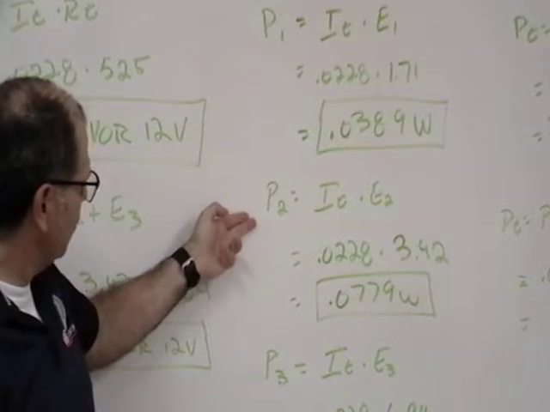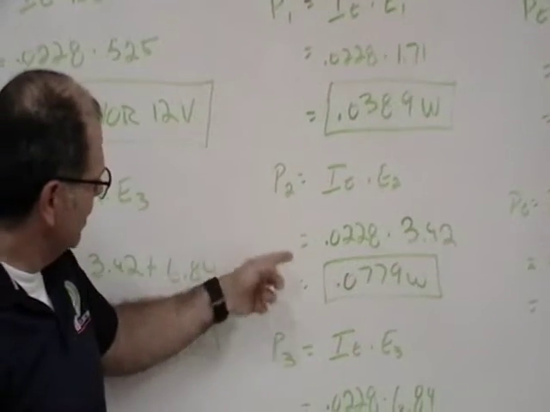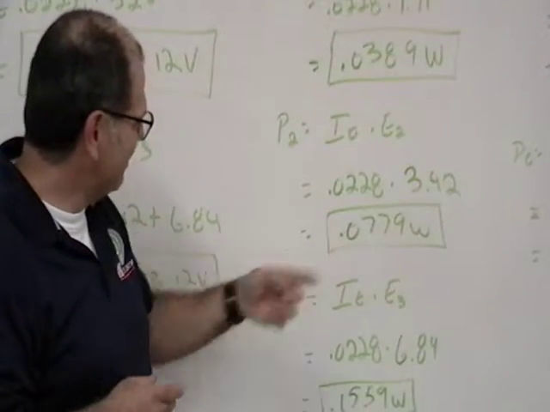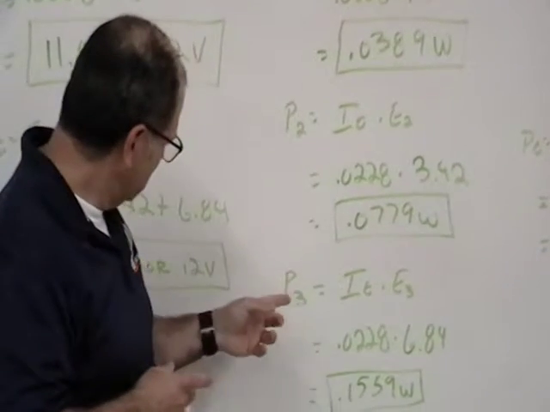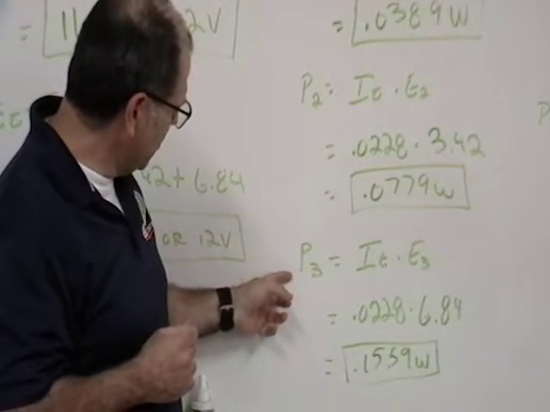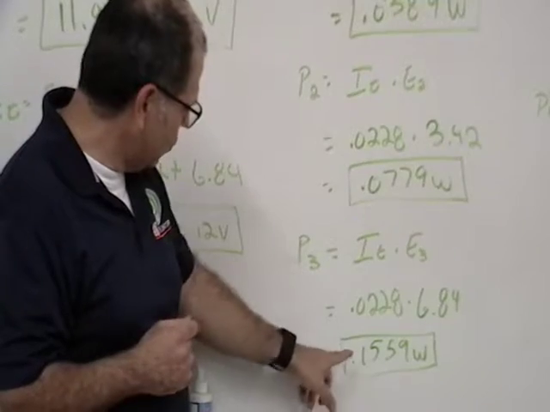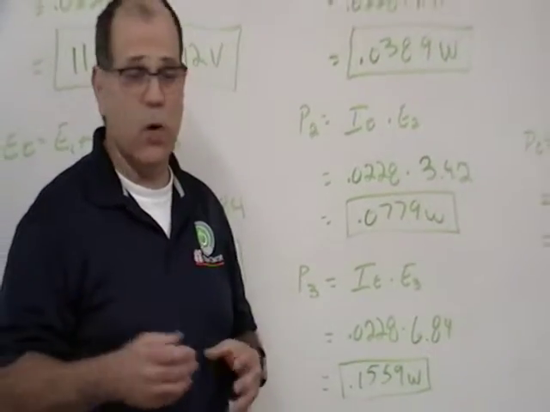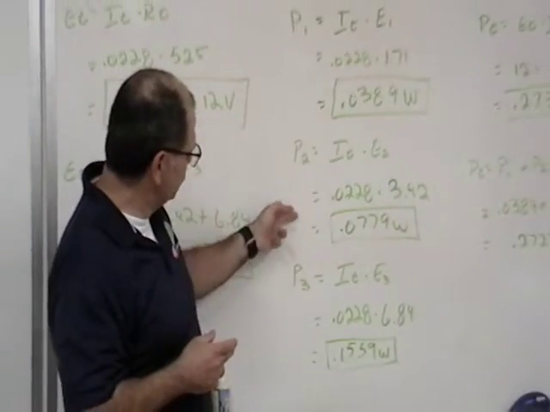Do the same thing for power at resistor number 2, gives us 0.0779 watts. Same thing for power at resistor number 3, and it gives us 0.1559 watts. Okay, so these are your individual powers.